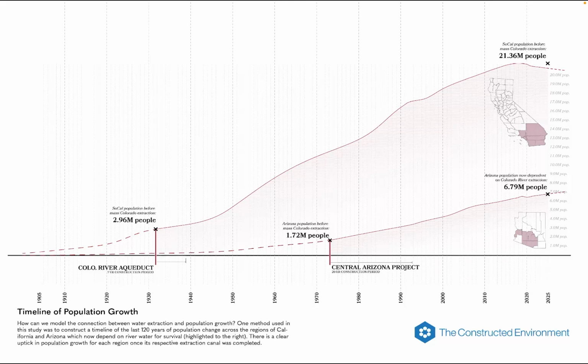So how can we model the connection between water extraction and population growth? One method used in this study was to construct a timeline of the last 120 years of population change across the regions of California and Arizona, which now depend on river water for their survival, highlighted on the right. There is a clear uptick in population growth for each region once its respective extraction canal was completed.